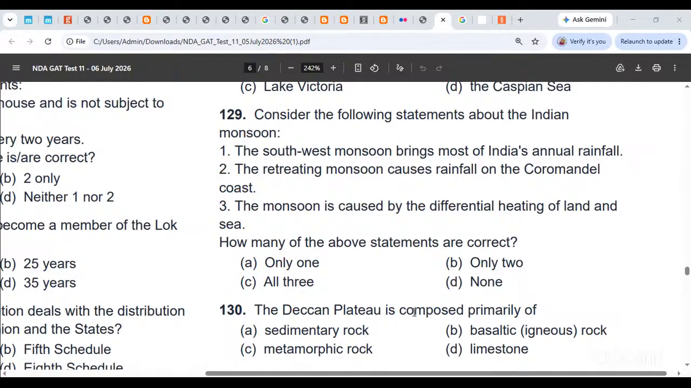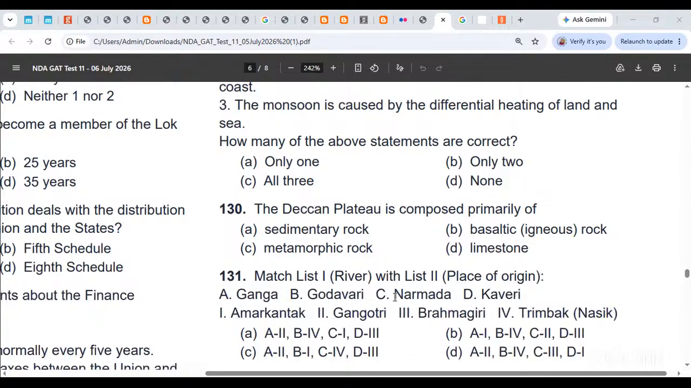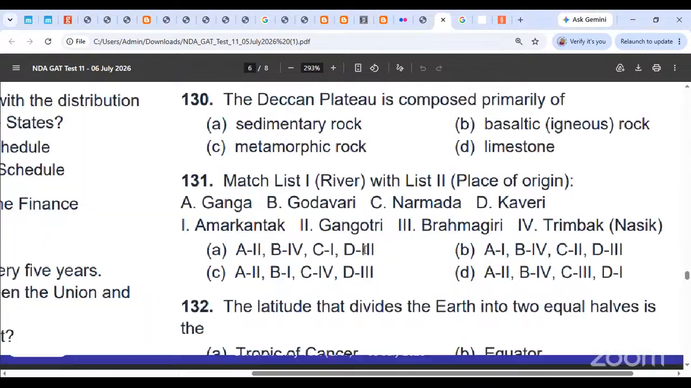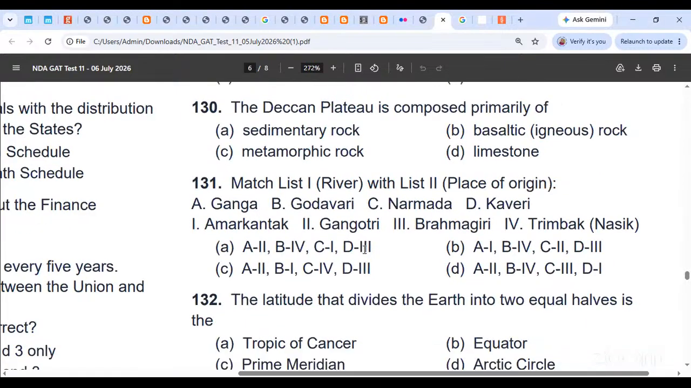The Deccan Plateau is composed primarily of sedimentary rock, basaltic igneous rock, metamorphic rock, or limestone. We are saying the Deccan Plateau is primarily composed of basaltic igneous rock. Okay, this is our answer. The reason being the Deccan Plateau is famously a volcanic plateau. It is also called a flood basalt plateau.